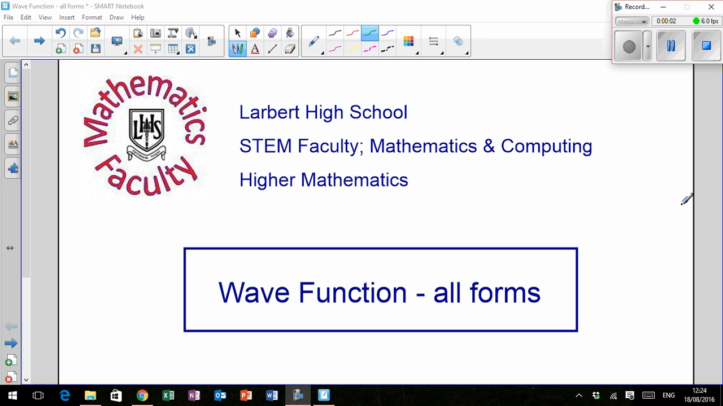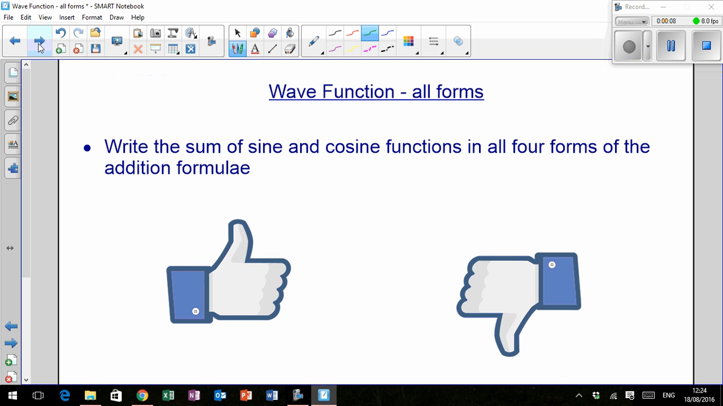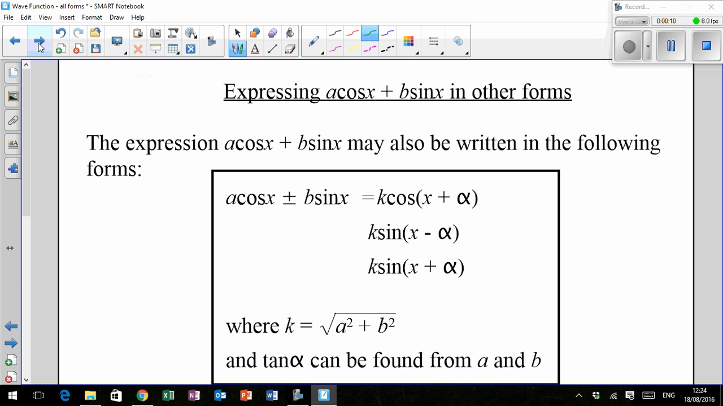Hi, welcome to this quick video on the wave function, looking at how to convert to all forms of the addition formula, which is exactly what we're doing today. What we looked at in the previous video was writing a cos x plus b sin x in the form k cos(x minus alpha). What this video is about is being able to do it in the other three as well.